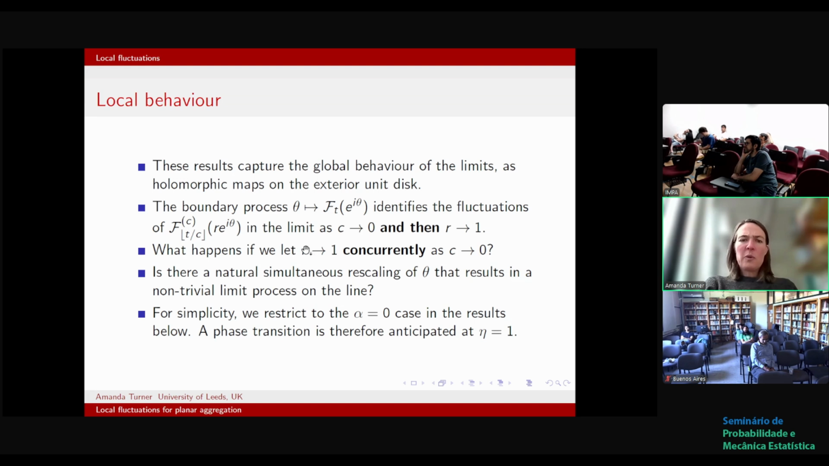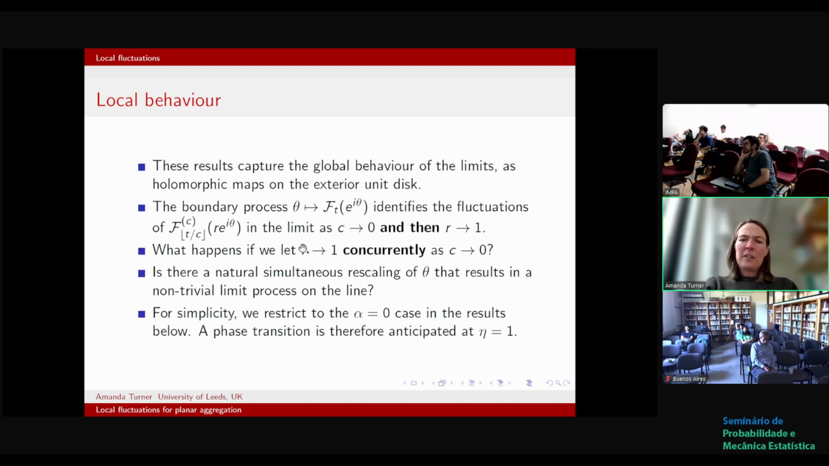But you could ask the question: what happens if instead of fixing a radius, taking a scaling limit, and then letting that radius go to 1, you let R go to 1 at the same time as C goes to 0? Is there a natural speed at which you can do this that results in a non-trivial process on the line?